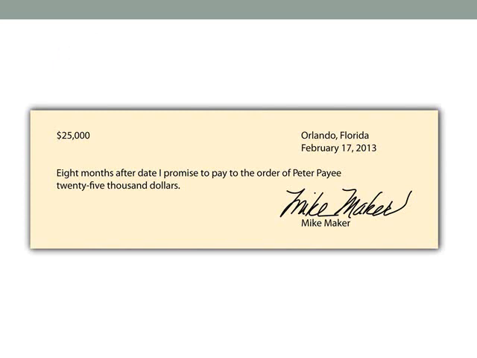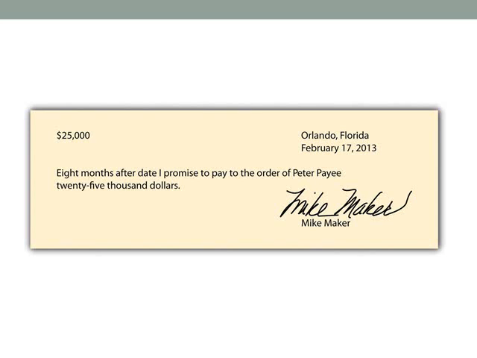And this is an example of a promissory note. 8 months after the date, February 17, 2013, I promise to pay to the order of Peter Payee $25,000. So 8 months from February 17, 2013, Mike the maker has to pay Peter the payee. So in this instance, we have our maker. I already told you who he was. That's Mike. And we have our payee. That's Peter. This is a two-party instrument. There's no bank involved. And this is what is called a very simple note.